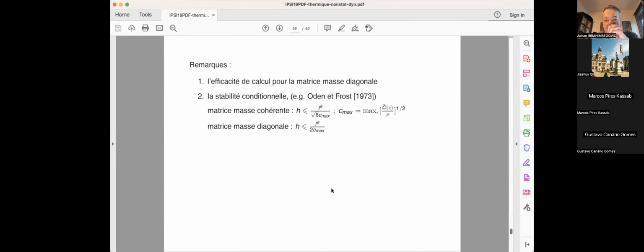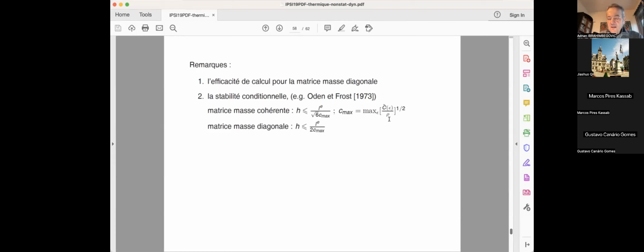It turns out that it's only conditionally stable, and the critical time step is limited. You can express it in many different ways, for example in terms of wave propagation speed, basically like Cmax. If you have consistent mass, there is an analysis in the paper by Odin Frost. The time step is limited to the length of the element divided by square root of 6 times the propagation speed of the waves, which is the square root of the tangent modulus divided by rho.